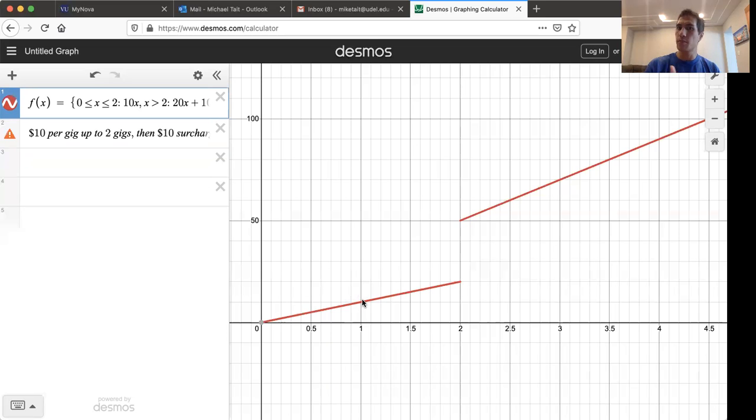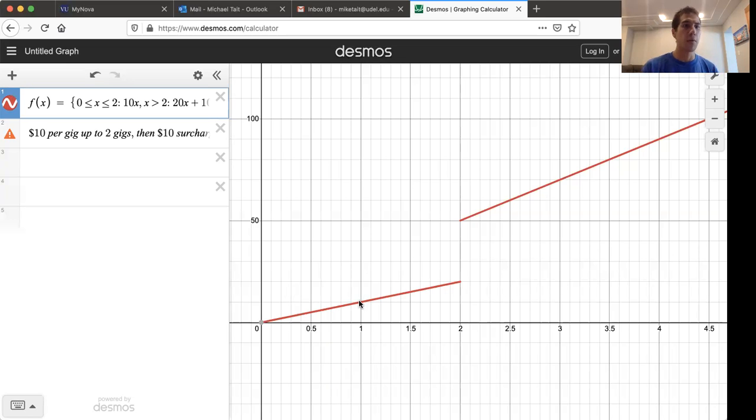And if you look at this pricing plan, you might say, yeah, if I use approximately 1 GB of data, then I'm going to pay approximately $10. The closer you get to 1 GB, the closer to $10 you're going to pay. And in fact, if you use exactly 1 GB, you'll pay exactly $10. So in this example, it is reasonable and correct to say that the limit as x approaches 1 of this function is 10. As I approach 1 GB of data use, my bill is approaching $10.